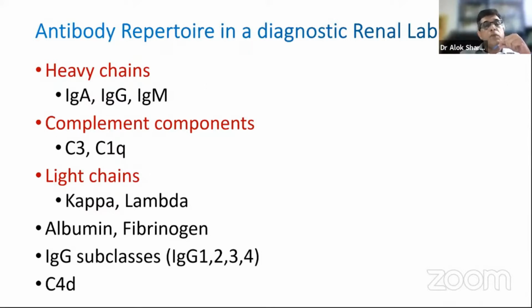And apart from this, you can optionally use albumin and fibrinogen, which are useful in a subset of cases. And I would suggest each and every renal pathology laboratory to try and introduce the IgG subclasses also. So the G1, G2, G3, and G4, as they give a lot of insight into the diseases where IgG is the immune reactant. So you can get a lot of information regarding the pathophysiology and the nature of the disease when you do these subclasses.